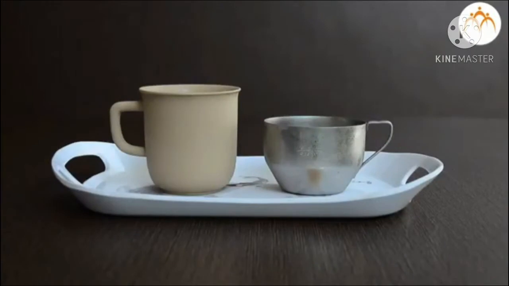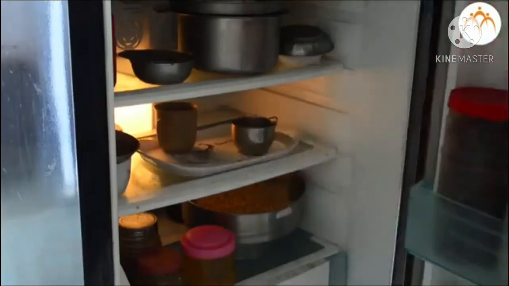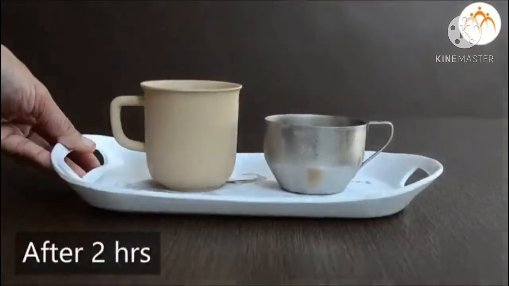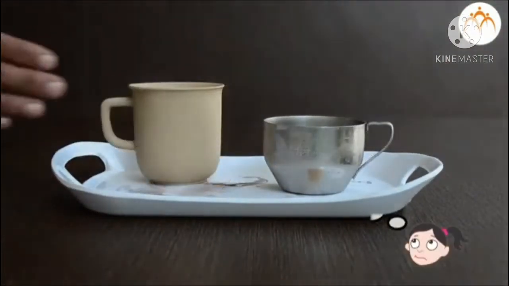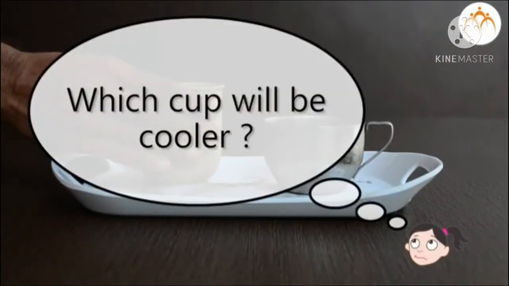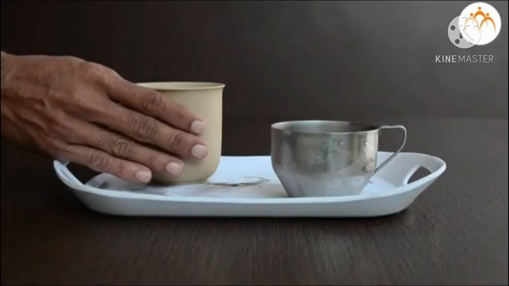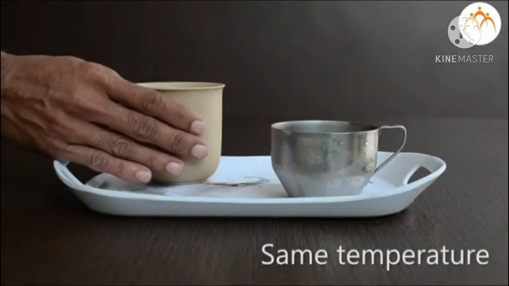Take these 2 cups. One is made up of steel while the other one is made up of plastic. Let me keep these in the refrigerator. After 2 hours, I'll take these cups out. If I touch these cups, which one will be cooler? Yes, the steel one. Actually, they are at the same temperature.